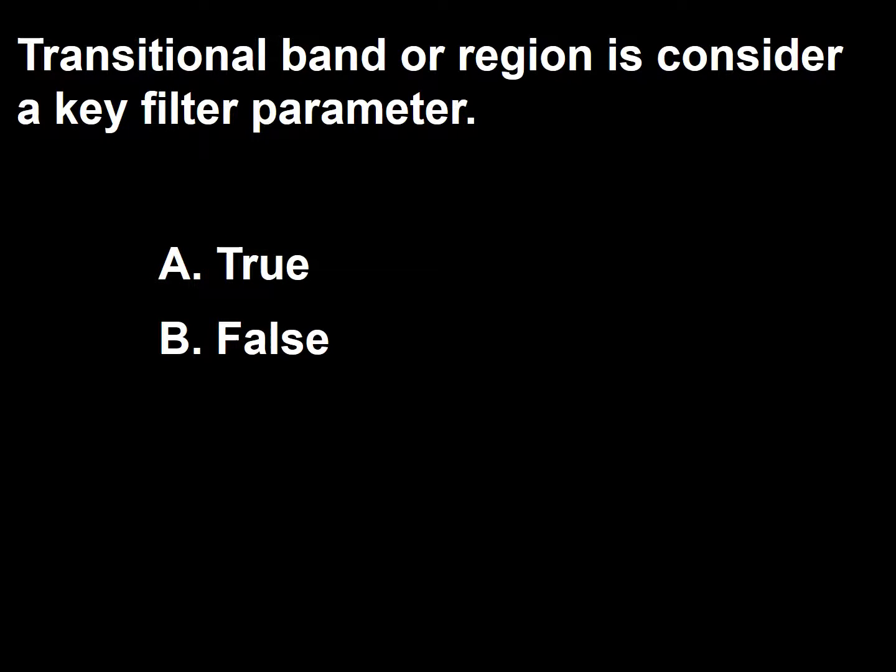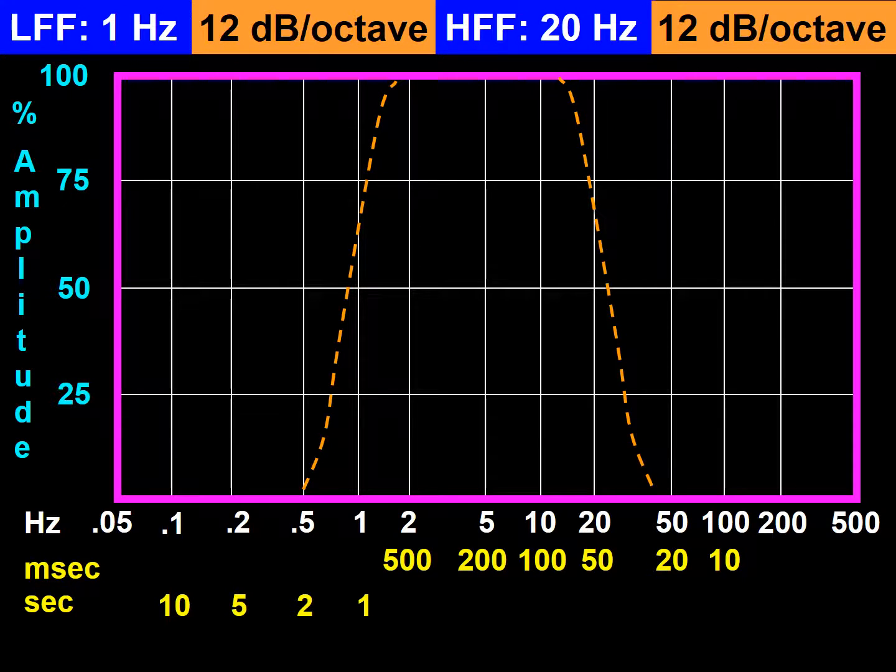Next question. Transitional band or region is considered a key filter parameter. A true, B false. Take a few seconds to look at this frame.